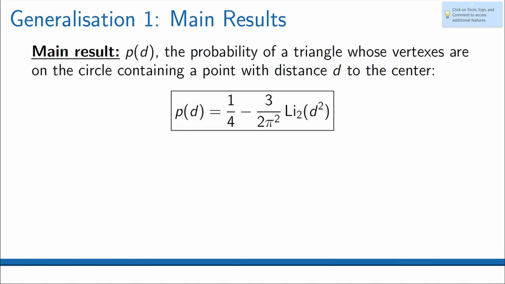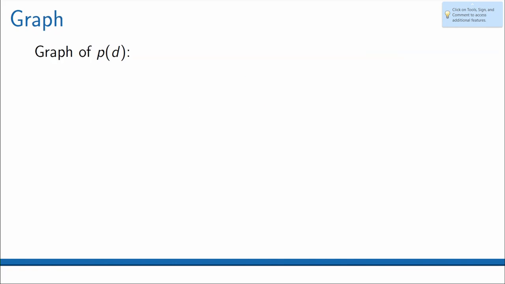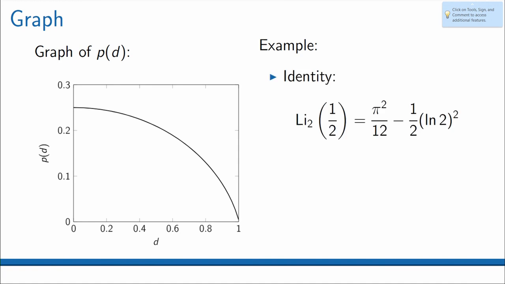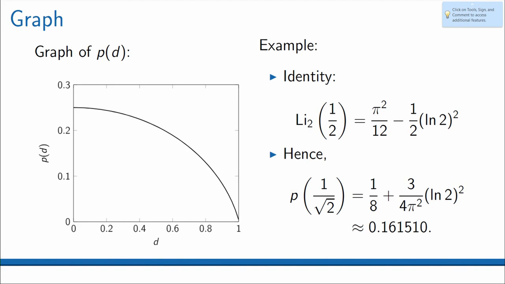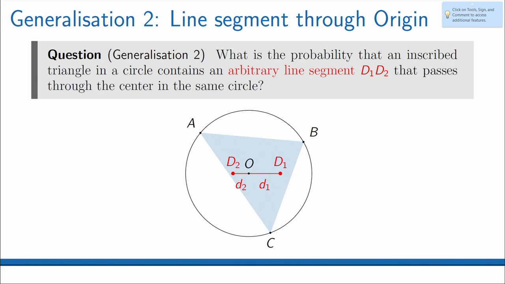In this section, we covered the probability considering an arbitrary point, which is shown here. We found a beautiful closed form, and this is a new relationship between geometry, probability, and the spence function. And here shows the graph of P(D), and we'll illustrate our results using an example. By using this identity of the spence function, we can get an exact value of the probability at 1/√2, which is this. We'll now move on to the second generalization, which considers an arbitrary line segment D1D2 that passes through the origin.